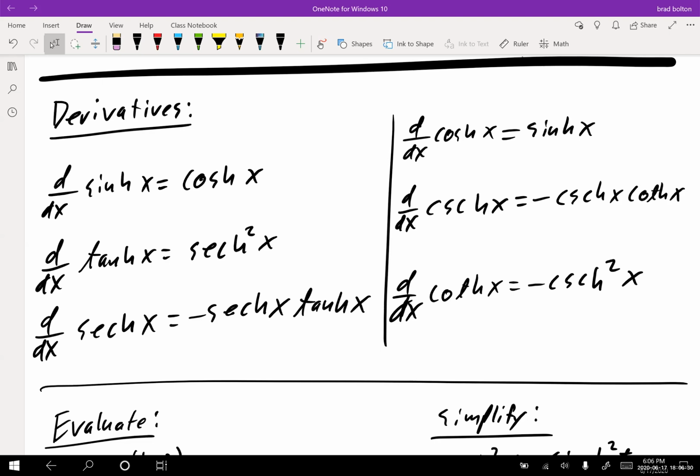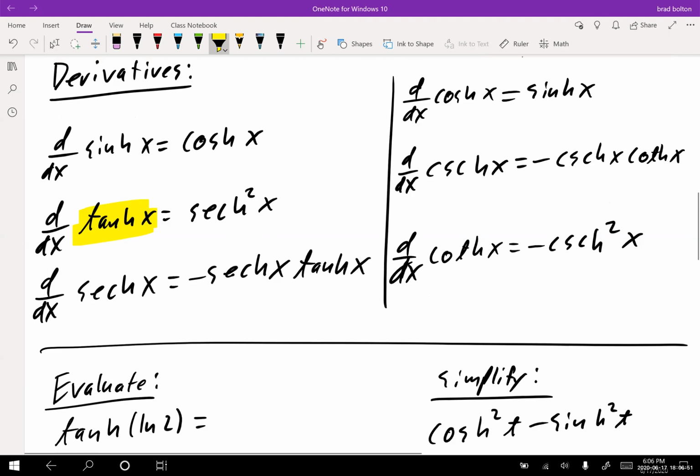But again, if you were thinking of just plain old tangent of x, the derivative of tangent of x would be secant squared of x. Well, the derivative of hyperbolic tangent of x is hyperbolic secant squared of x. Okay, so it kind of relates. So if you're good at sine, cosine, and tangent derivatives, then you'll be good at hyperbolic derivatives. It's really nothing to be too scared about.